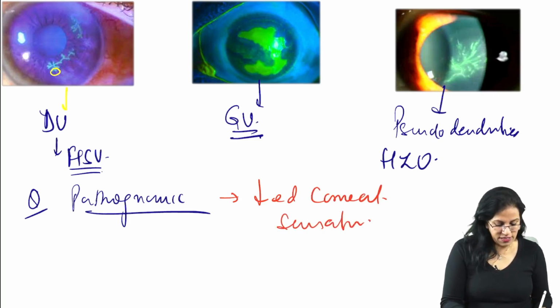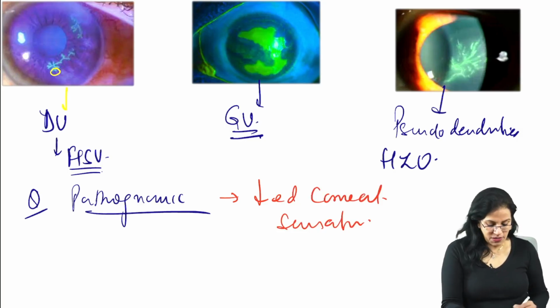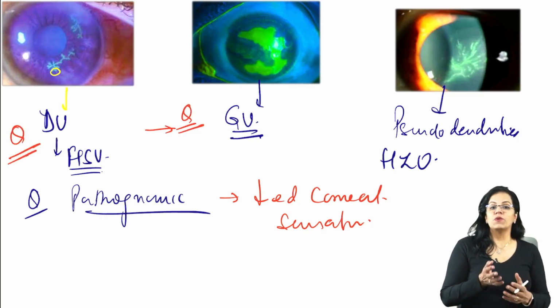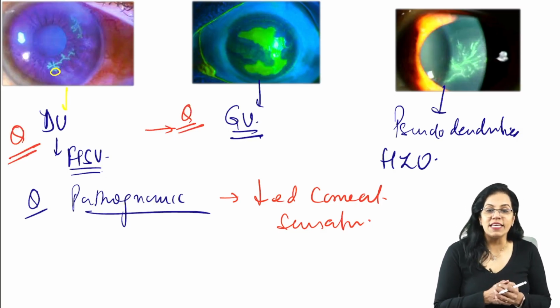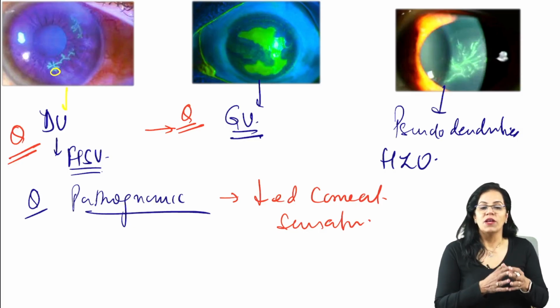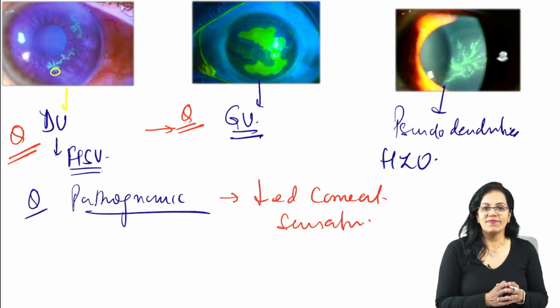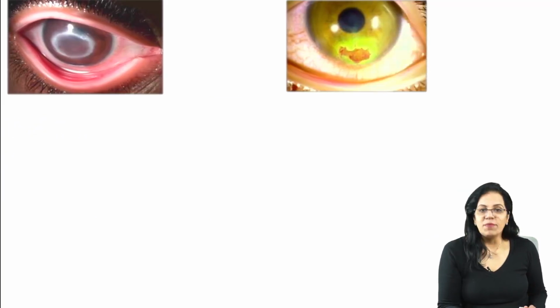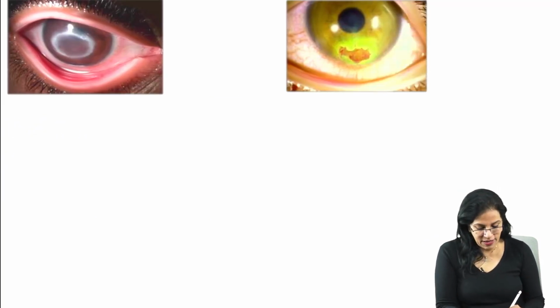Okay, so this is one important point. Second important point is about dendritic ulcer, which can lead to geographical ulcer. And how do you treat it? Of course, acyclovir eye ointment 5 times a day, and if it is zoster, we also have to give oral acyclovir. Correct? Okay. We come to the next keratitis.